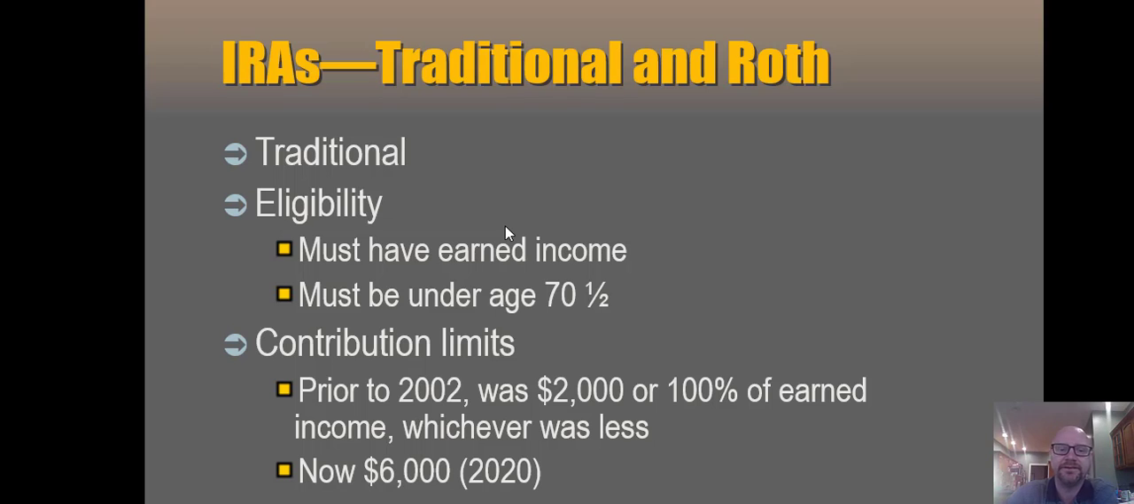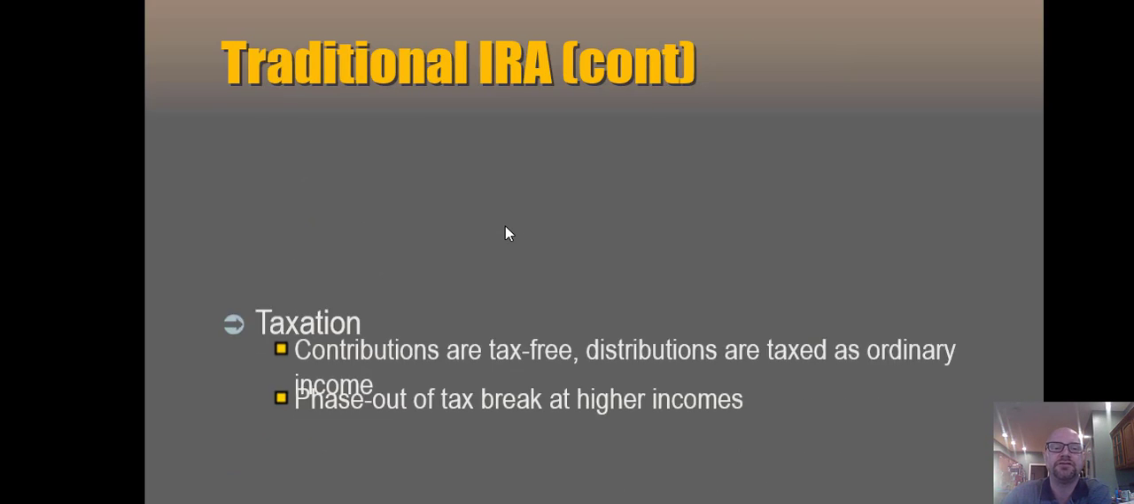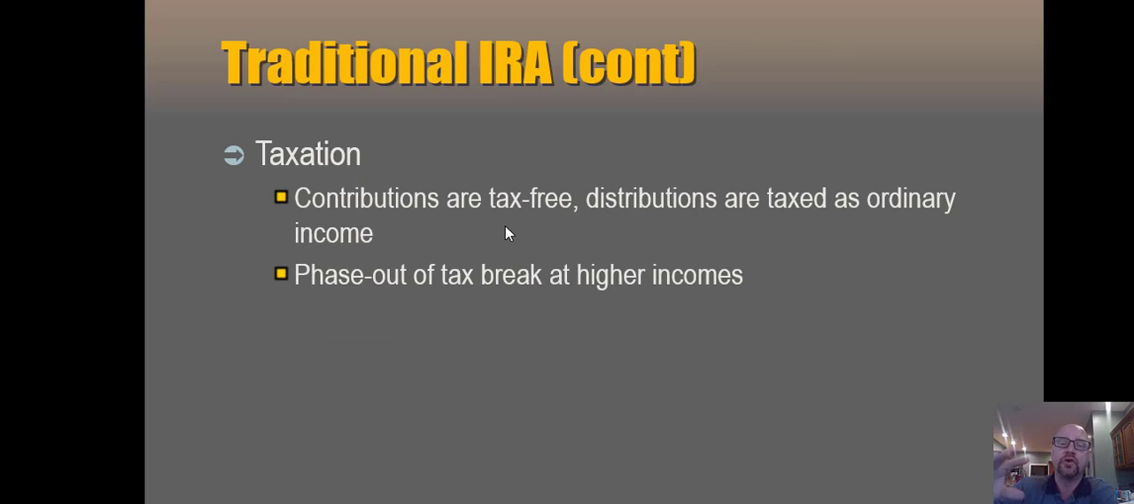More to say on that on a later slide. Okay, so how does this work? Your contributions, you don't pay income taxes on. So let's say I earned $50,000 this year. At the end of the year, I get my W-2 form and it says you earned $50,000. Okay, well, from that, if I made a $6,000 IRA contribution, I would only pay income taxes on $44,000, not $50,000. That's the tax break.